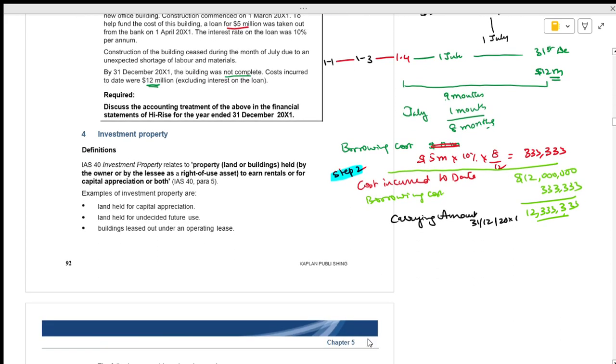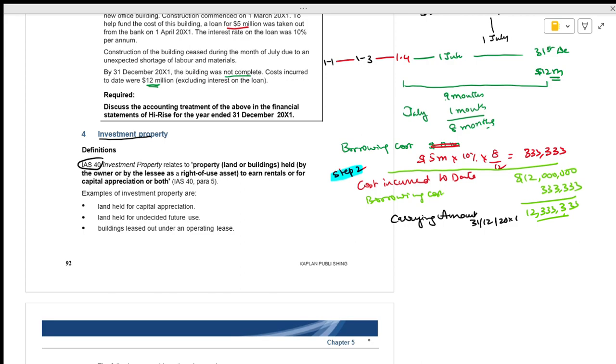Fine, it's very simple. This is the first one, IAS 23. The second one we are talking about is investment property, another very, very important standard, IAS 40. What is investment property?